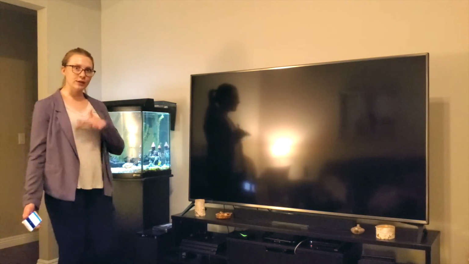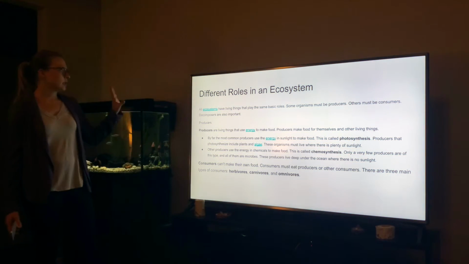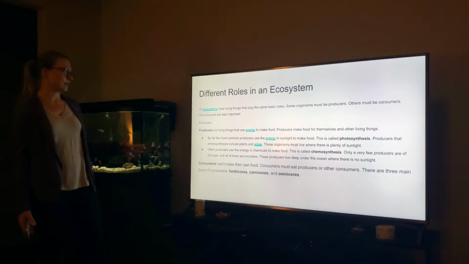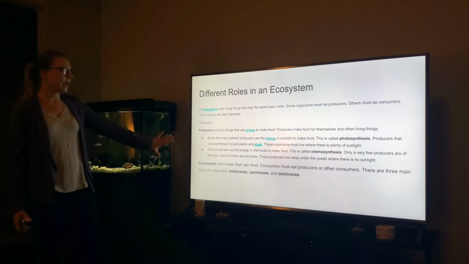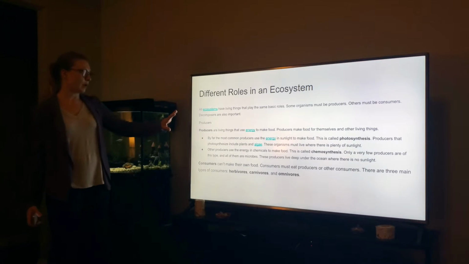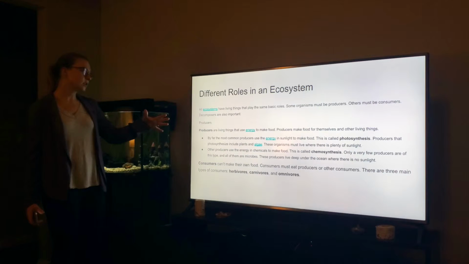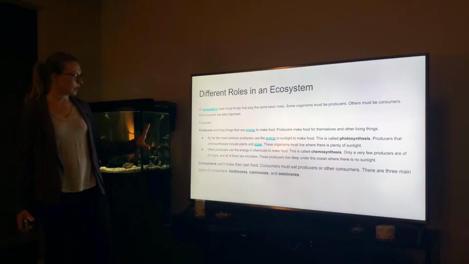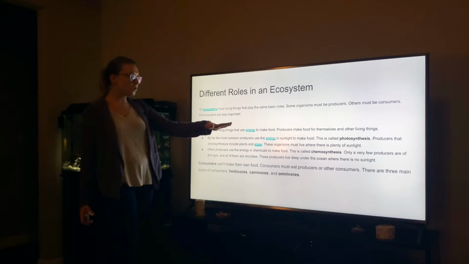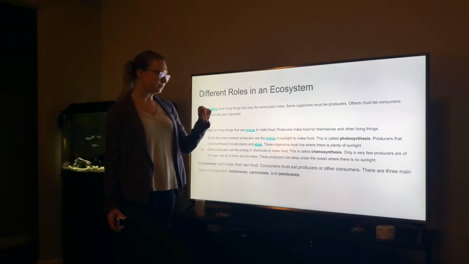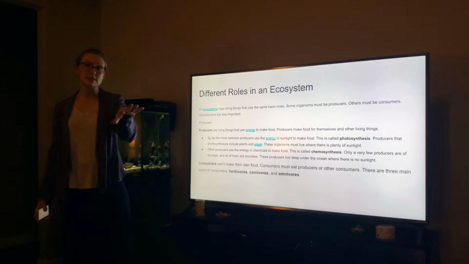Okay, so we're going to highlight a few key terms that we found in that video here. There's a lot of different roles in an ecosystem. Two different types of roles in an ecosystem are producers and consumers. There's also decomposers too, but we're going to highlight the producers and consumers. Producers are living things that use energy to make food. They feed themselves and they feed other species within the ecosystem.